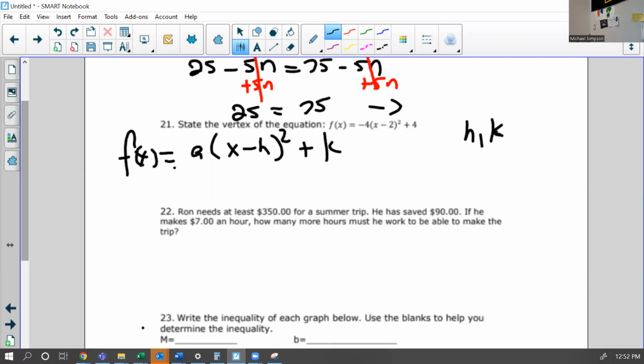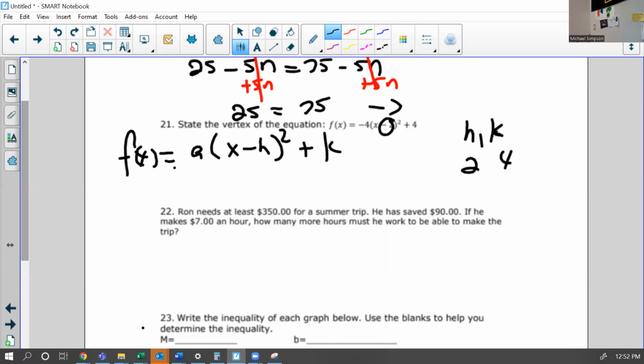And so for h, once the h value is outside of the equation, you're going to flip the sign. So here, the h is -2 inside the parentheses. When you pull it out for the vertex, it's going to be a +2, and k is 4. Just got to remember that.